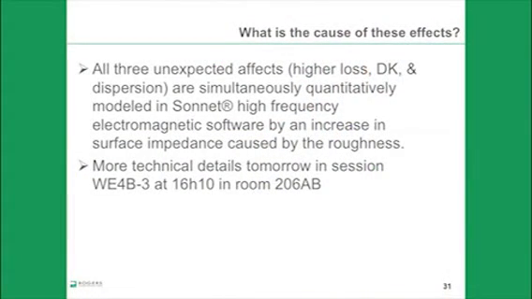So what's causing these effects? All three unexpected effects, both the higher loss, dielectric constant, and dispersion, are simultaneously quantitatively modeled in Sonnet high-frequency electromagnetic software by an increase in the surface impedance caused by the roughness. And if you'd like to hear more technical details, we'll be presenting them tomorrow in session WE4B3 at 4:10 in room 206AB.